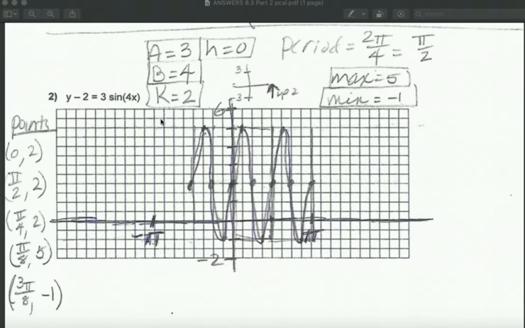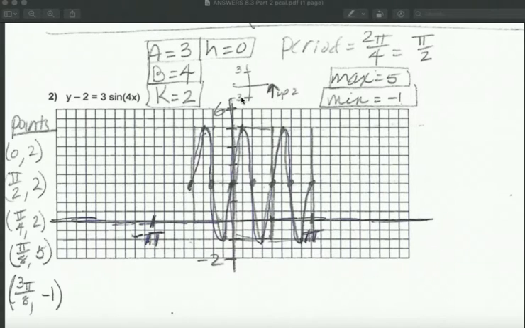So for this particular function, I can see that A is 3. That means that the amplitude of this wave is 3. And B is 4. It's just inside the parentheses with the x, but it's still 4. So that means the period of this function is 2 pi over b, which is 2 pi over 4, which is half of pi, or pi over 2. The value of k in this case is positive 2, because that's what's being subtracted from y here. So that means that everything is shifted up 2 units.